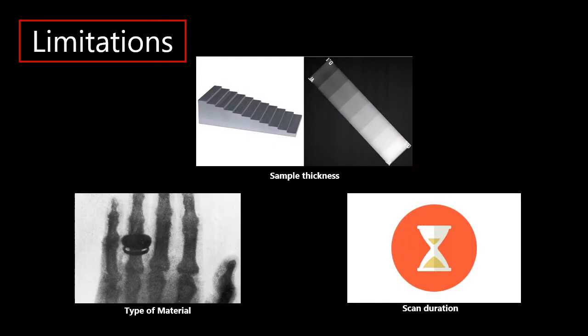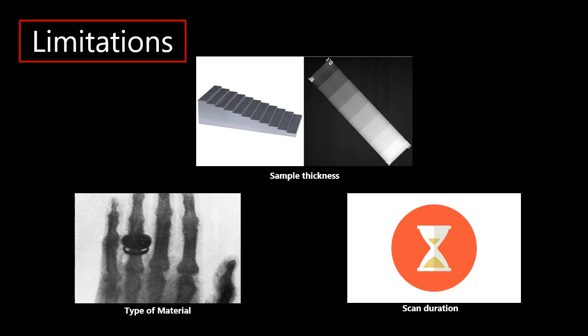Okay, so 3D CT X-ray scanning has limitations. Number one is sample thickness. Sample thickness can also vary by type of material. For example, our machine has a limitation of 2 inches of steel and 8 inches of aluminum. When we say sample thickness, it will vary in terms of how thin or how thick your samples are, or how the X-ray will penetrate your samples.